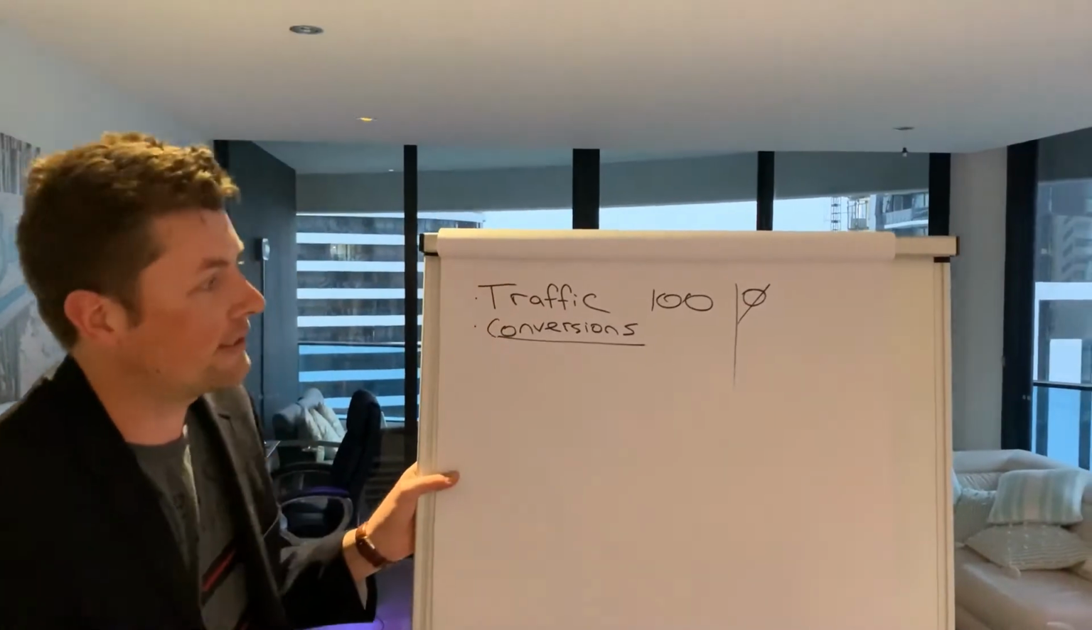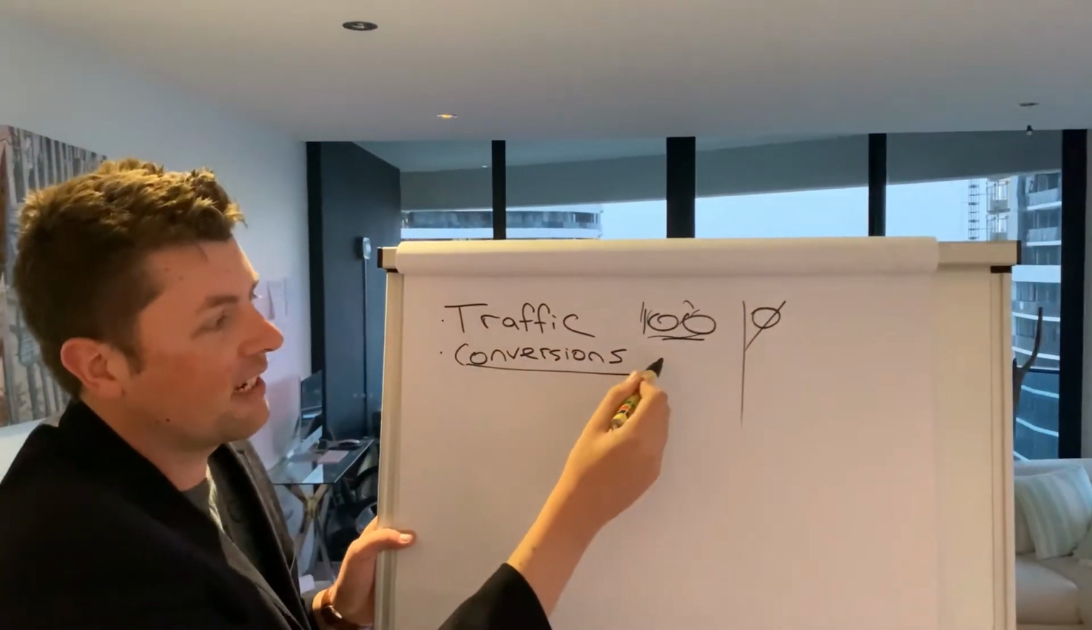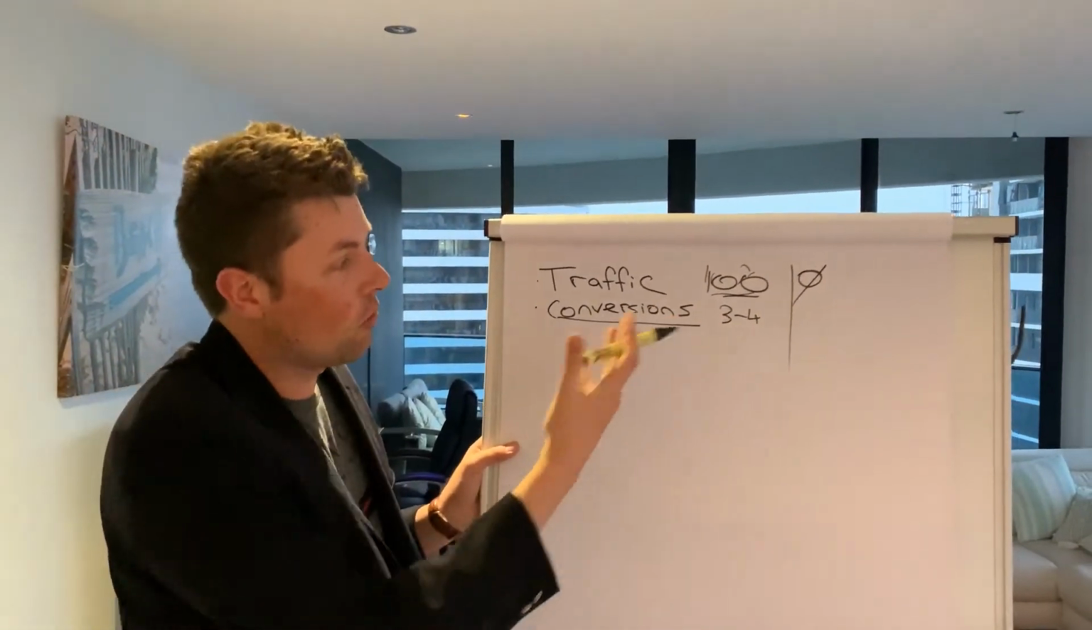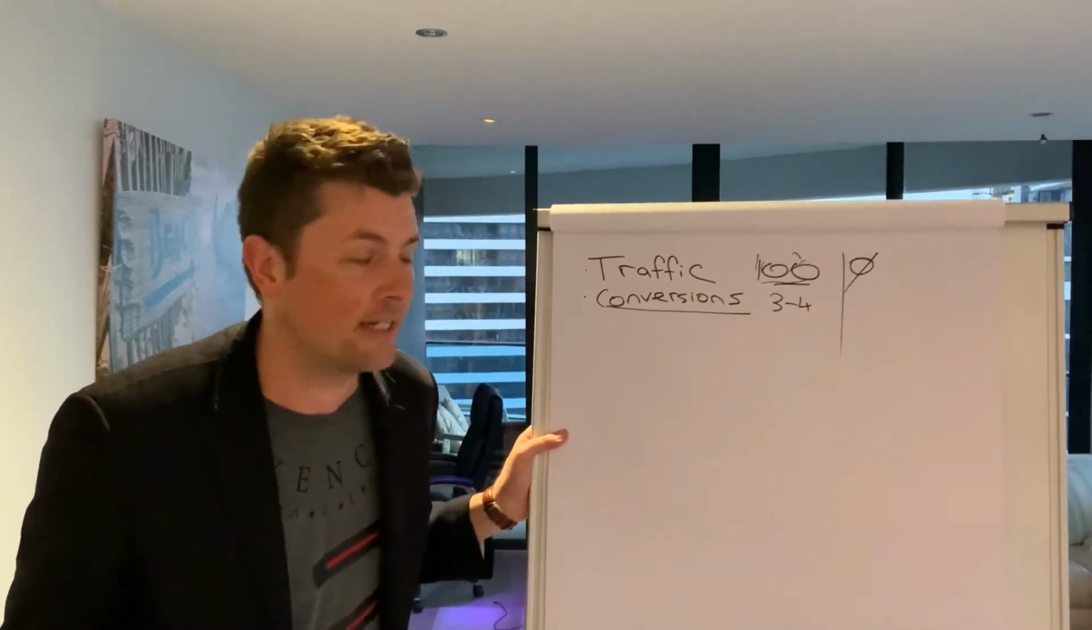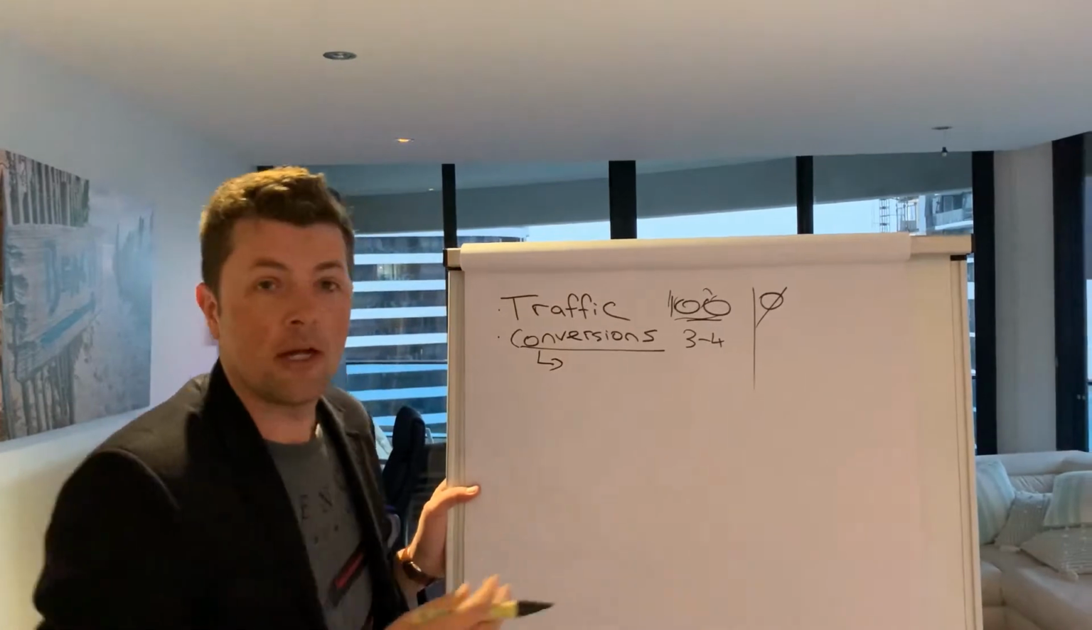Then conversions. Let's say, for example, you're getting 100 people visiting your listing and you're only getting 3 or 4 sales. That shows your conversion rate is 3 or 4%. It means you need to do something with the conversions. You need to improve that.